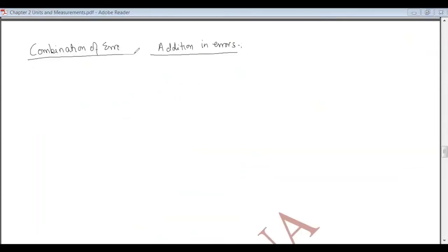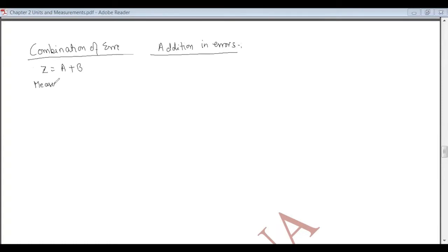Okay, now let's study the combination of errors. Here we will study 4 combinations: addition, subtraction, multiplication and division. The first one, addition in errors. Let two values A and B be added and their sum is Z. Now when the measured values are added, the measured values will have some error in them.